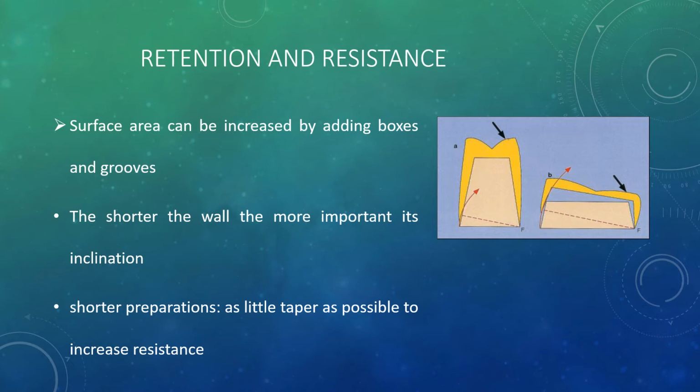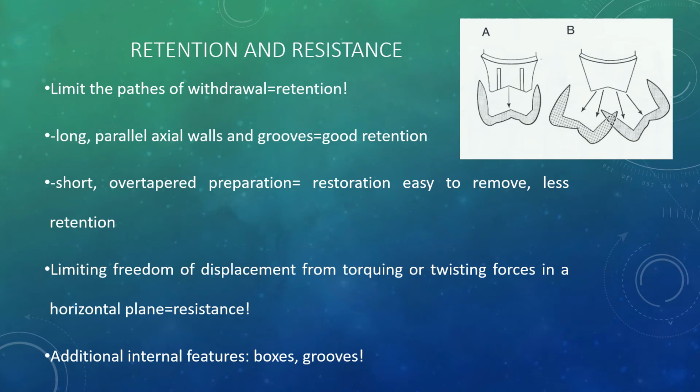So you have to make sure that you don't over prepare the occlusal surface. Also, in case the tooth is already short and there is very little length, you have to increase the surface area by giving additional grooves. The next thing is that it limits the path of withdrawal. By having parallel axial walls along the long axis, you are improving the retention.